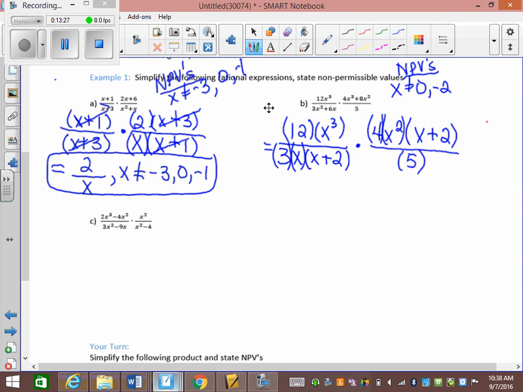What can I cross off? What can I cancel now that I've seen the non-permissible values? The x plus 2 in here and here. Anything else?